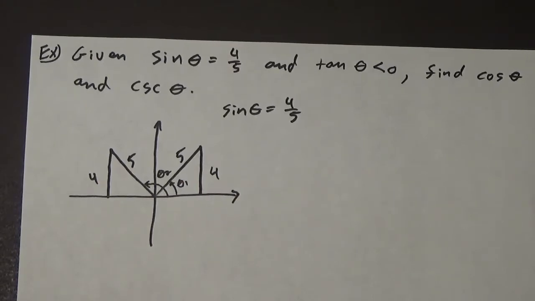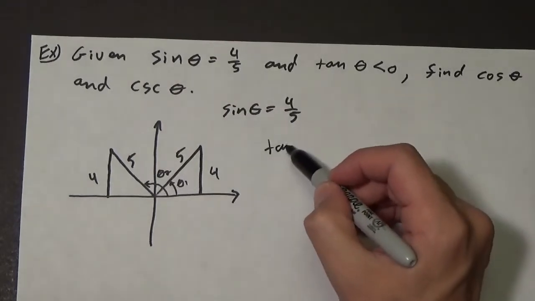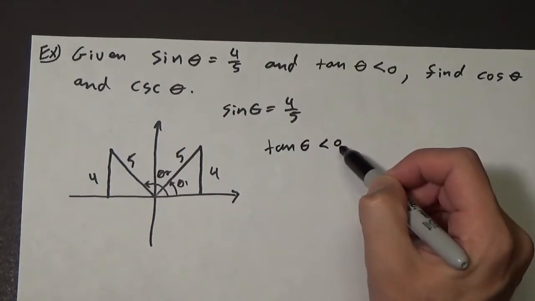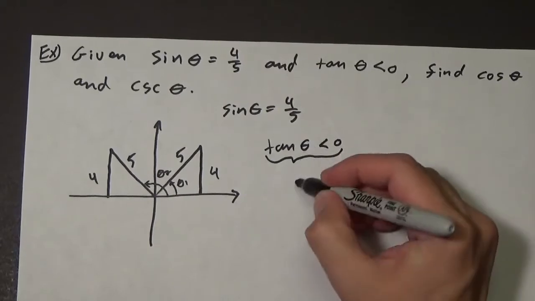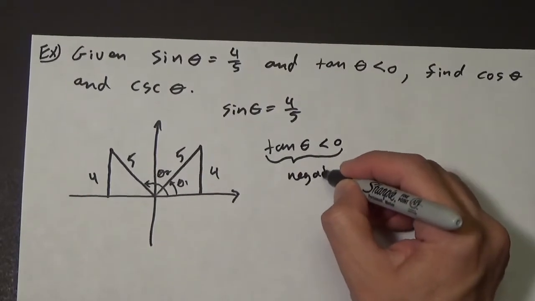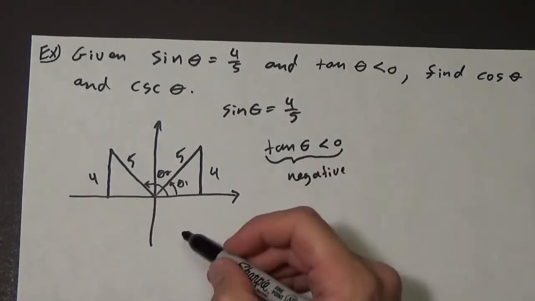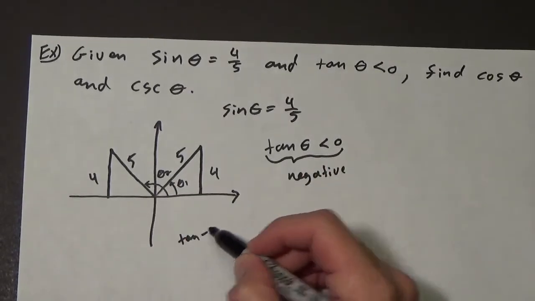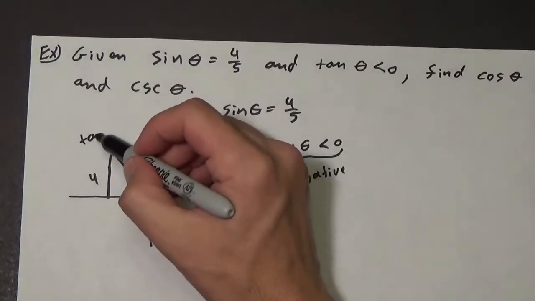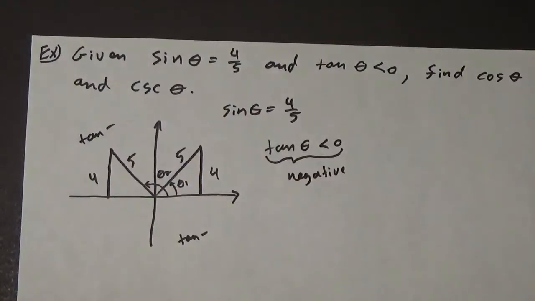So the next thing we have to do is figure out which of these two triangles it is. And this is where that tangent of theta is less than 0 comes into play. If the tangent of theta is less than 0, this basically means it's negative. And there's two quadrants where tangent is negative. So the tangent is negative over here, and the tangent is negative over here. So it's quadrants 2 and 4.